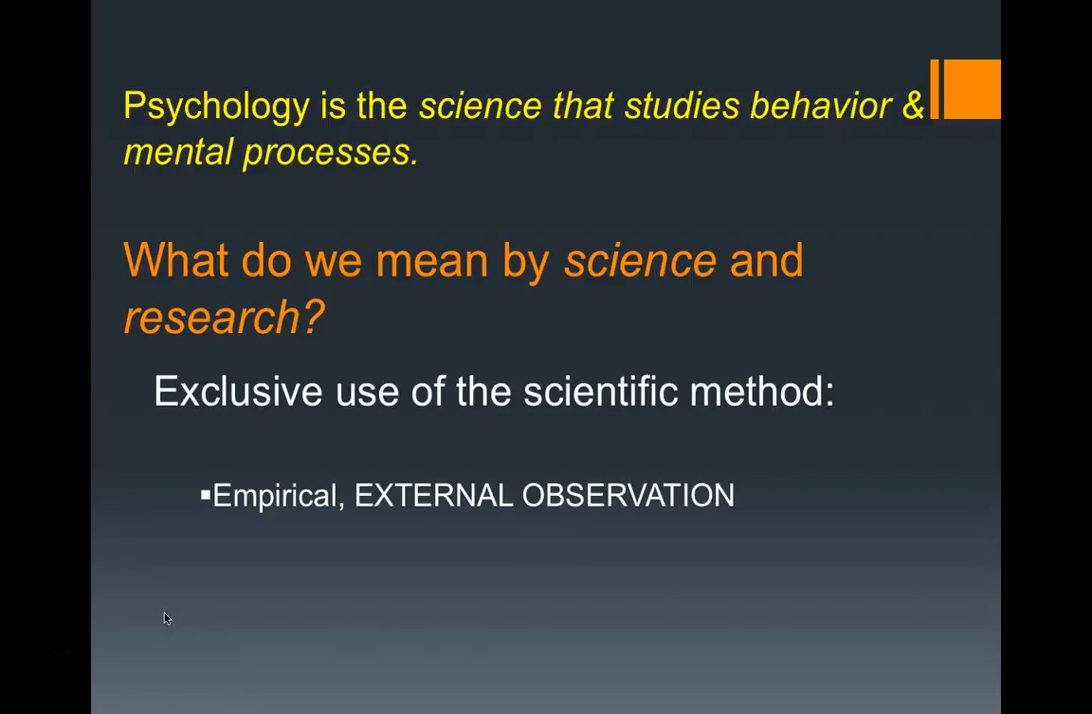First of all, the scientific method involves empirical external observation. Okay, it's all based on what can be seen or measured. It's based on observation, external observation, observation outside of ourselves. And that observation is systematic, objective, and the first word there, repeatable.